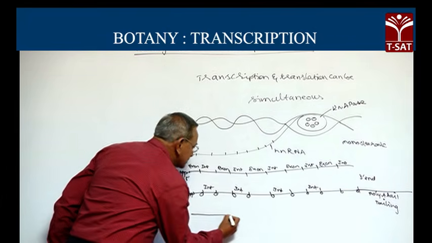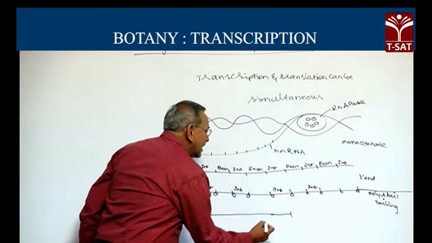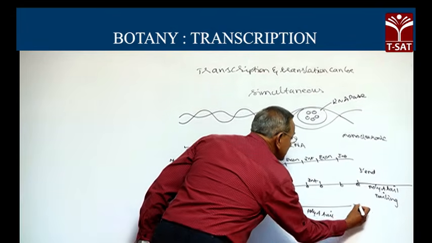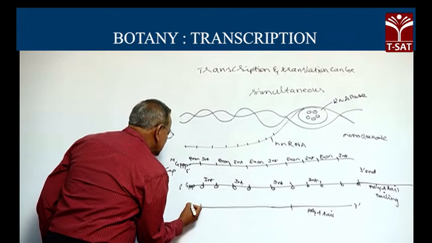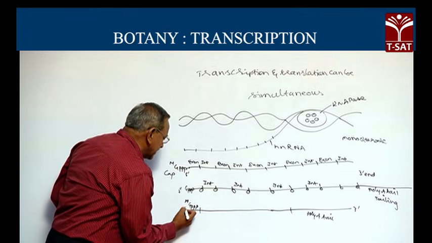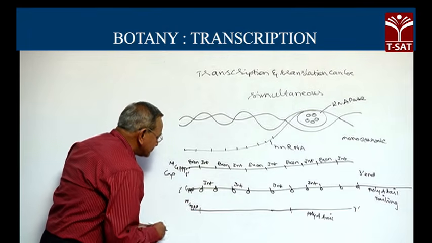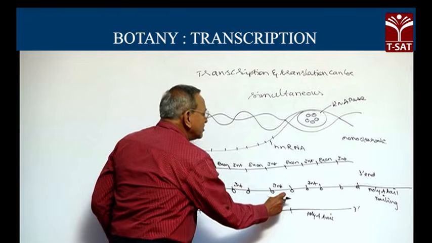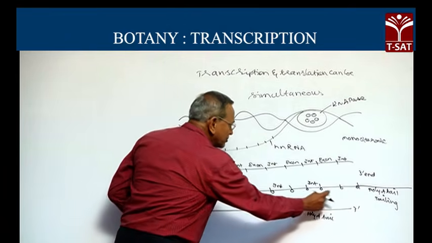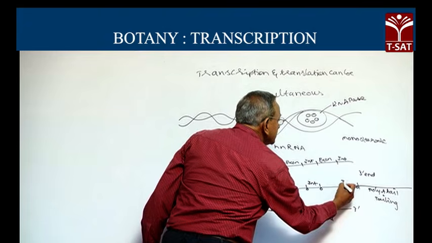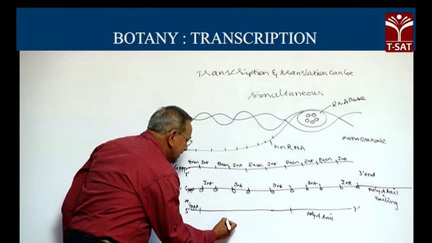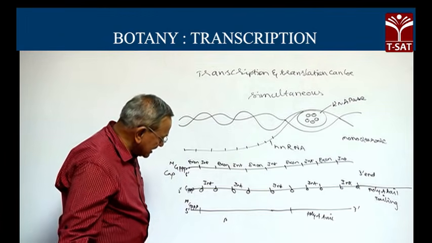Now this undergoes processing, and this is what is left, and this is poly A tail. This is 3 end, and this is our methylated guanine cap at 5 end. The intron portions are removed. So due to removal of intron portions, we have what is left, mRNA is present here.